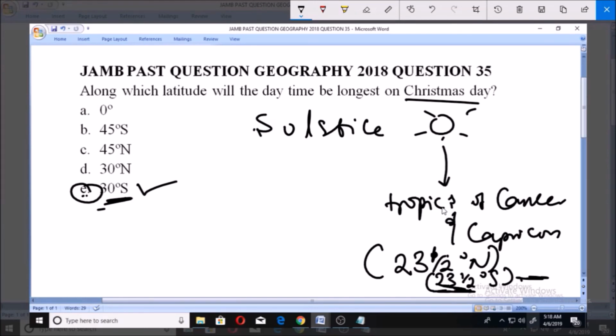So we're talking about solstice, and this solstice could be winter when it's happening around the Capricorn or around the Cancer area. So Capricorn is 23.5 degrees south, Cancer is 23.5 degrees north. So if you're talking about what happens around December 22, you know you're talking about the south. So another latitude close to 23.5 south is 30 degrees south. So that makes option E the right answer to the problem. Thank you.